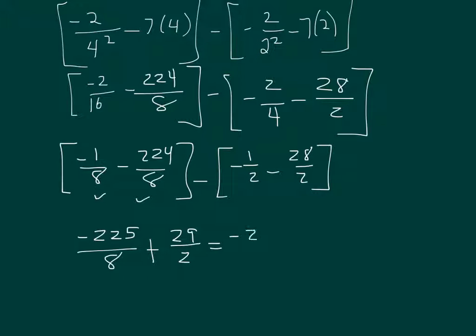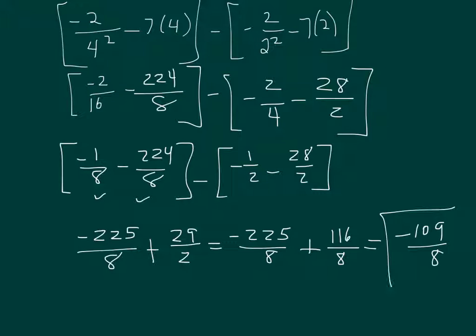I have to get a common denominator of 8 for the second piece. So I'll multiply the bottom by 4, and I'll multiply the top by 4. And then I take negative 225 plus 116, and I get negative 109 over 8, which cannot be reduced, and thus that's my final answer.